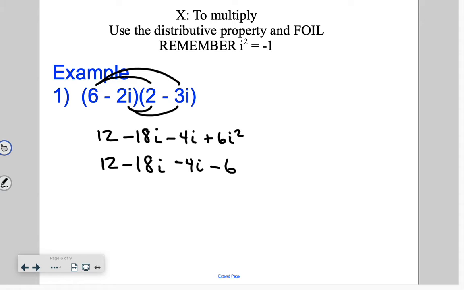And now, combine the real parts, combine the imaginary parts. 12 minus 6 gives you 6. Negative 18i and negative 4i gives you a negative 22i. And there's your answer right there. Okay.